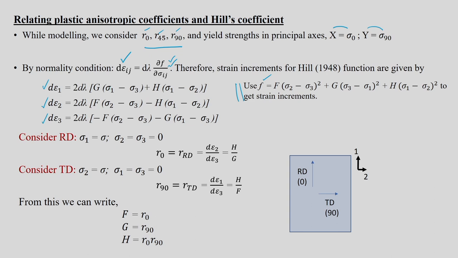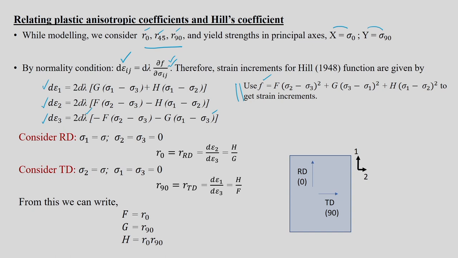Okay. So, 2 dλ into g into (σ1 − σ3), plus h into (σ1 − σ2), then 2 dλ into f into (σ2 − σ3) minus h into (σ1 − σ2), and 2 dλ into minus f into (σ2 − σ3) minus g into (σ1 − σ3). So, this yield function and these strain increments are going to be useful in due course as well. Now, what I am going to do is a small calculation here to make things easy.